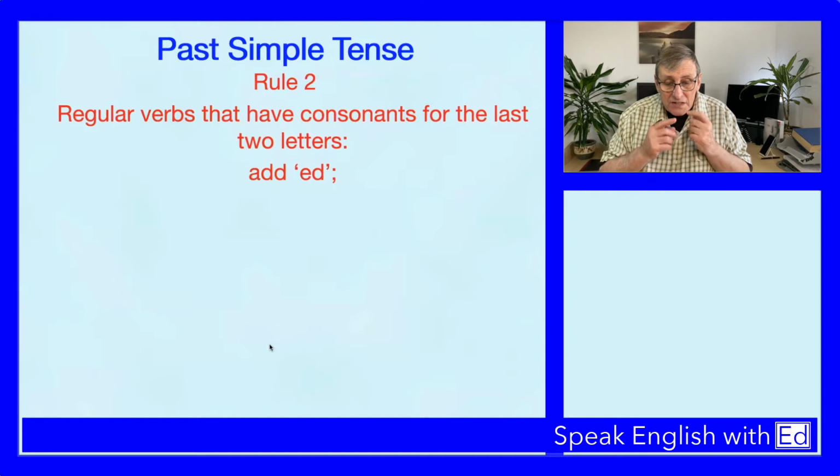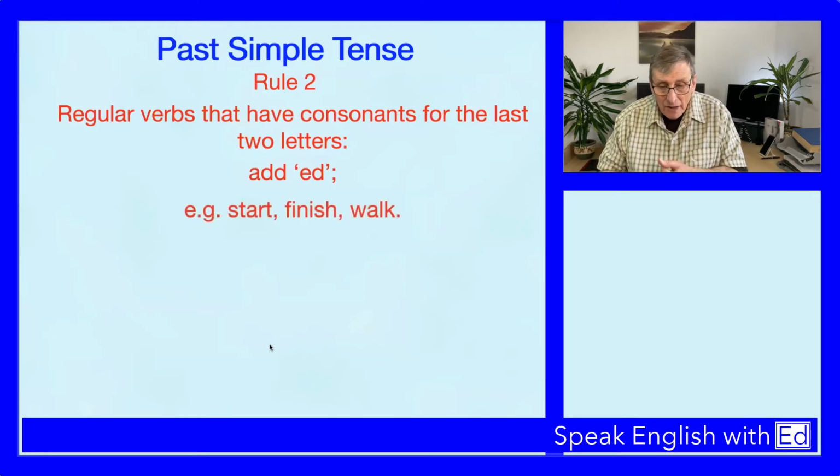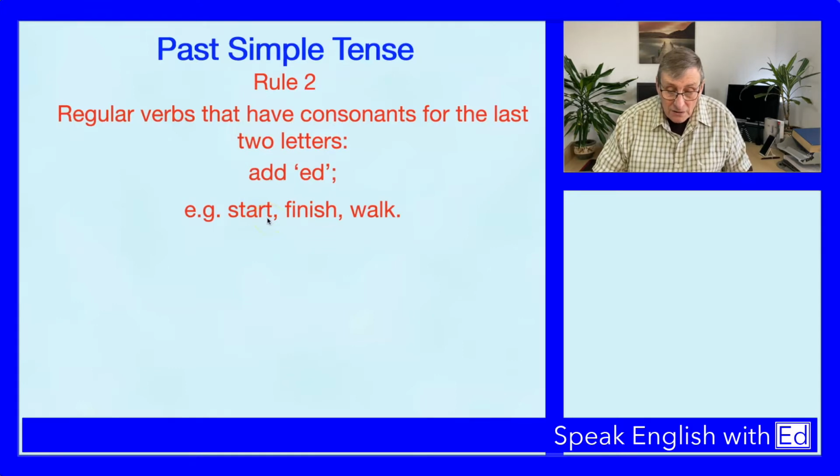Rule number 2 says that regular verbs that have consonants for the last 2 letters, you add an ed. So what does this mean? Well, let me explain here. We've got regular verbs here. Start. The last 2 letters are consonants. Consonants, the last 2 letters.